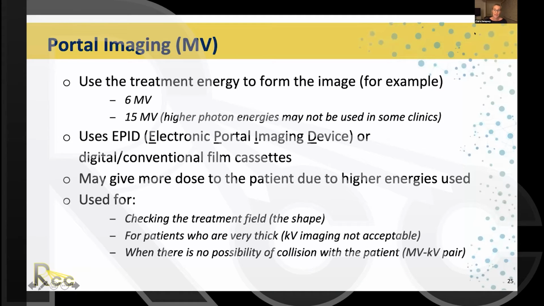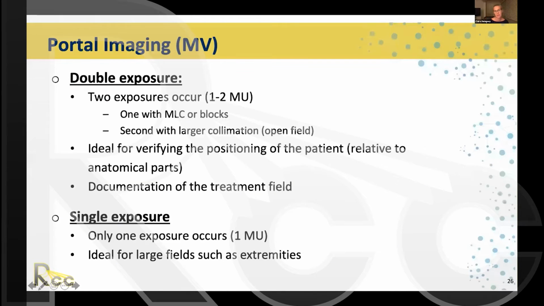You could use an MV-KV pair to get even more information about patient positioning. There are two ways to use your MV portal imaging. The most common is double exposure. Particularly if you're using MLCs and very conformal fields, you'll do one exposure with the MLCs or the blocks in your conformal field, and then a second exposure with a larger open field. You can then see the position of your conformal field relative to the rest of the patient anatomy. It's a good way to document where the treatment field is sitting on the patient.